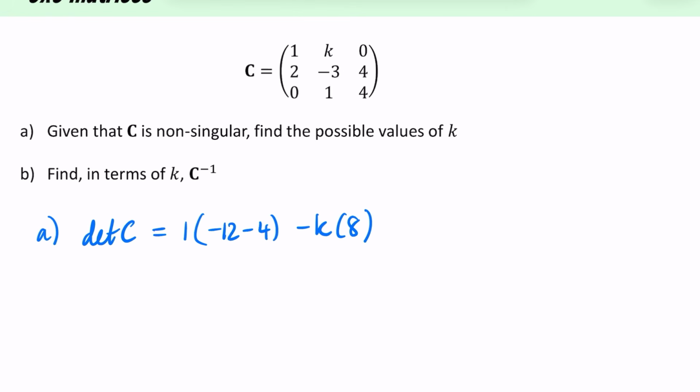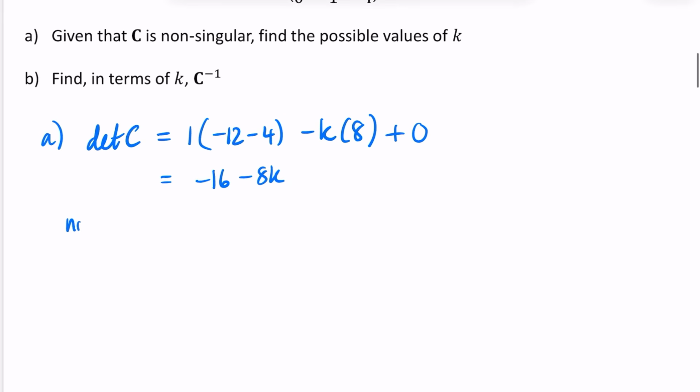And then for the last part, we have a 0, and it's going to get multiplied by the determinant of this thing, but if we're multiplying anything by 0, it's going to completely disappear anyway, so I'm not bothered about finding that final part of the determinant. So the determinant is minus 16 multiplied by 1, minus 8k.